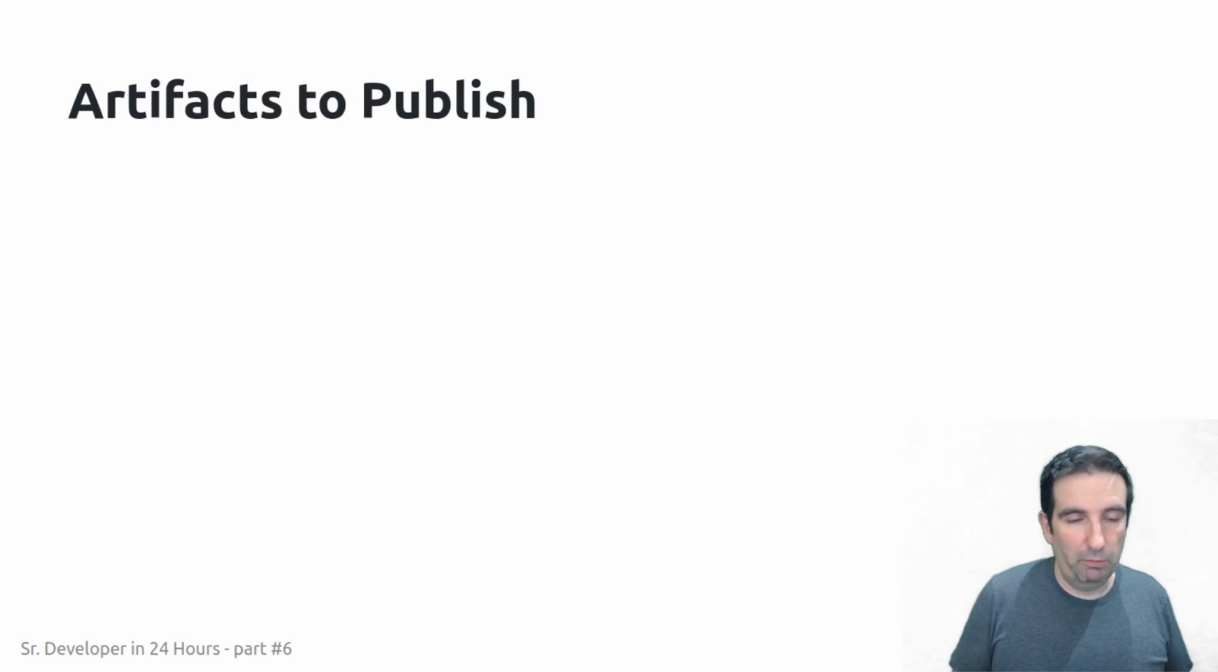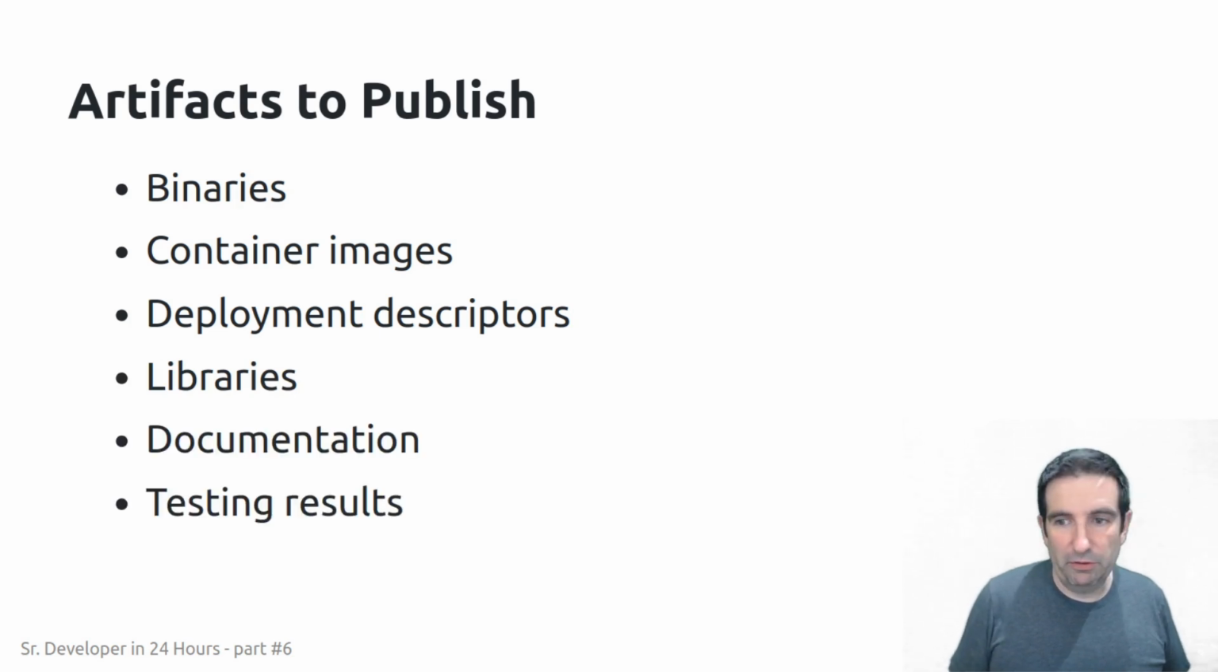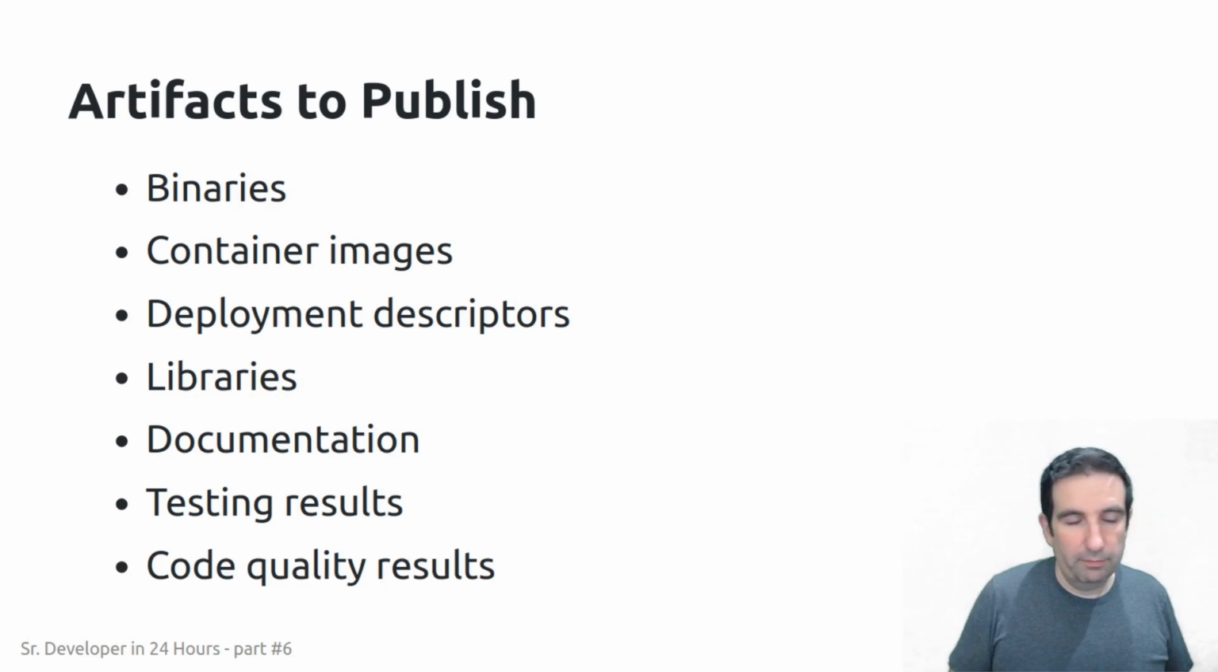So some of the artifacts that we're going to be producing so that they can be published are things like, again, binaries, container images, deployment descriptors, libraries, documentation, testing results, code quality results. There are a lot of different artifacts that are going to be the outputs of this build process. Because any build process has a set of inputs, which is normally your source code, a set of processes, which are defining whatever build files you're creating, and then a set of outputs, which are the artifacts that eventually will be able to publish so that other entities can consume them.